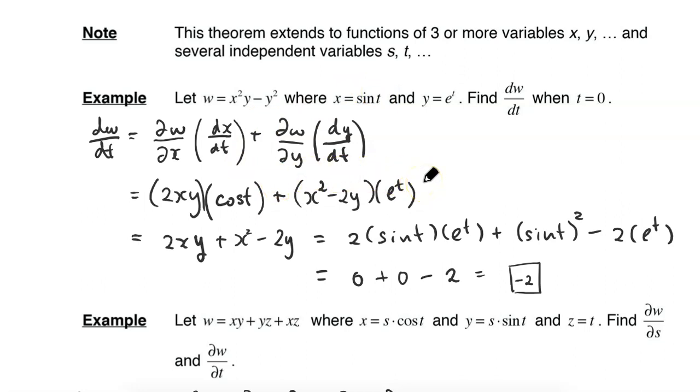After that, we can plug in t equals 0, because this was the requirement, so it becomes 2xy plus x squared minus 2y. So in the end, we get negative 2.